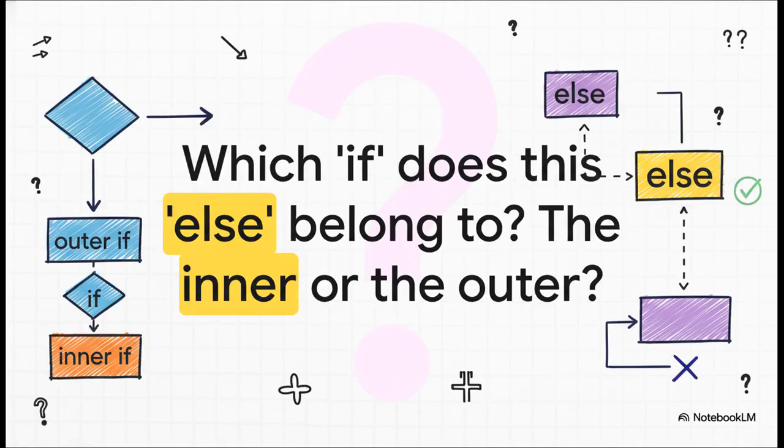So here's the million-dollar question. Who does that else belong to? Does it go with the first if or the second inner if? Because depending on the answer, the logic of your program could be completely different. This little puzzle is famously known as the dangling else problem.